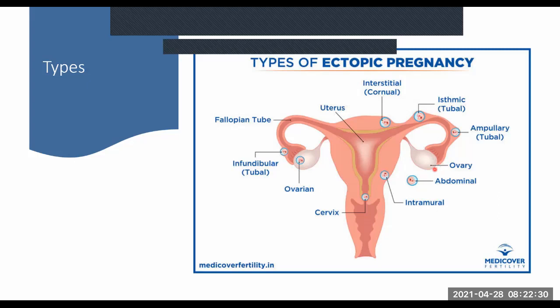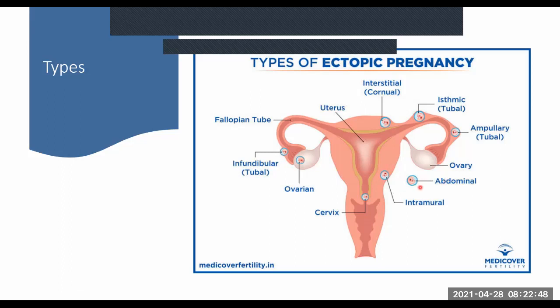And then you get ovarian as well. Ovarian ones are also relatively common, can rupture, can bleed quite a bit, and can often be mistaken for ovarian torsion as well. The main differentiating factor is your pregnancy test. So if you haven't done a pregnancy test, you won't know which it is. Even on ultrasound, it can be difficult.